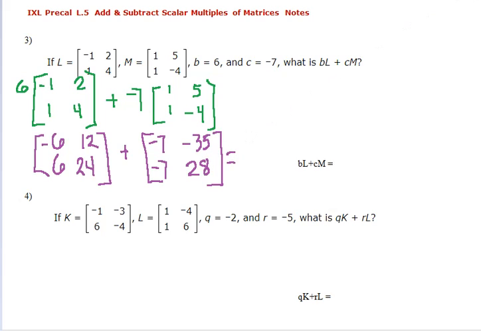So if we add those together, we'll get a whole new matrix. Negative 6 added to negative 7 gives us negative 13. 12 and negative 35 should give us negative 23. We've got positive 6 added to negative 7 leaves us at negative 1. And 24 and 28 added together give us 52. Hopefully that's correct. Moving along.